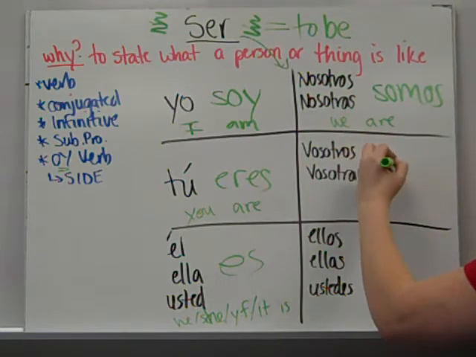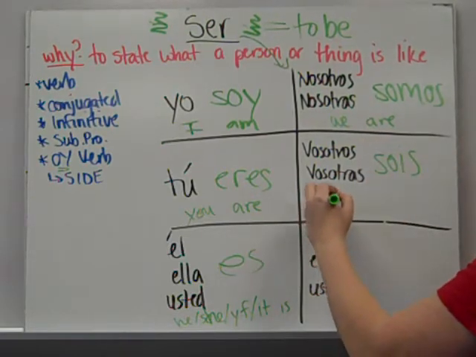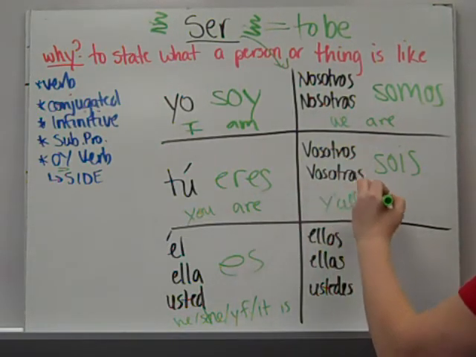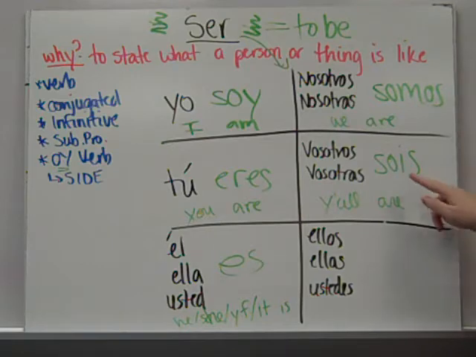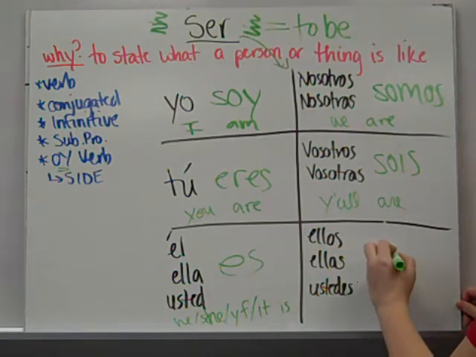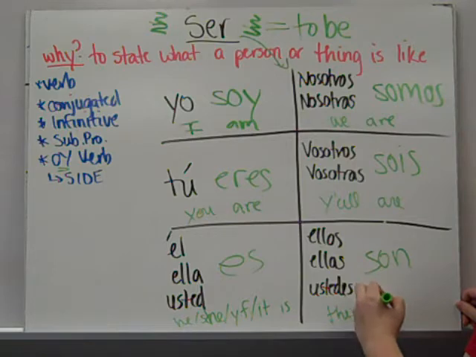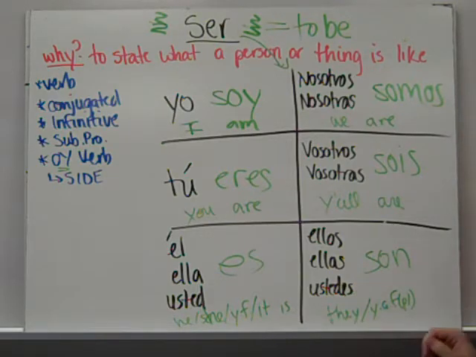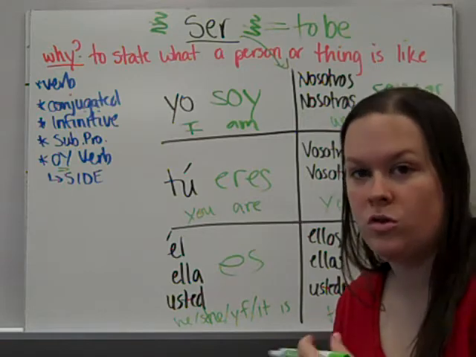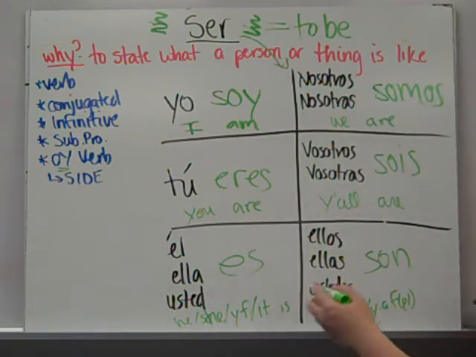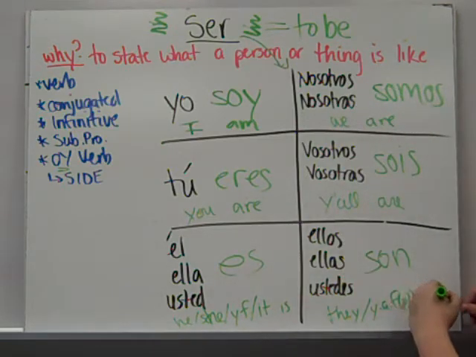Vosotros, vosotras sois. Y'all boys, y'all girls are. No accent, like usual. And ellos, ellas, ustedes son. So they boys, they girls, or you all, formal, and then plural. So instead of sir, sir and ma'am, or sirs or ma'ams. Or instead of it, just a general they are.